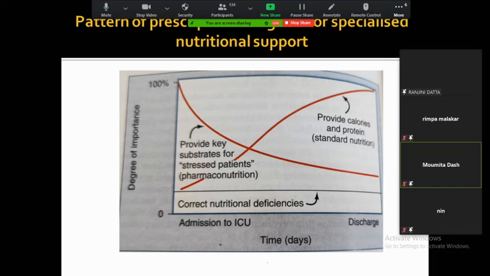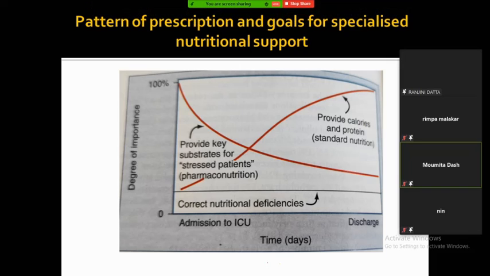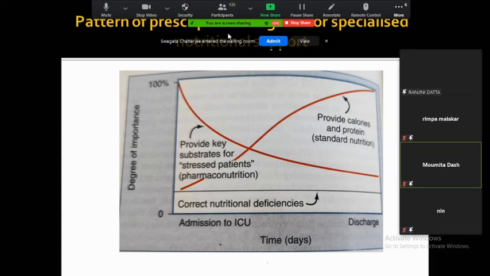And finally, this is just a graphical representation of how nutrients and nutritional therapy should be done in critical care, which will help us to correct the nutritional deficiencies.